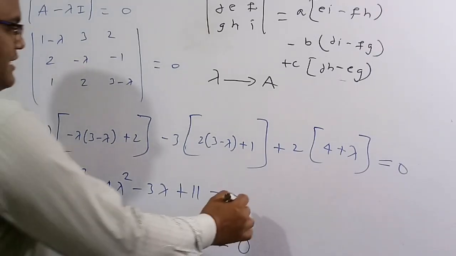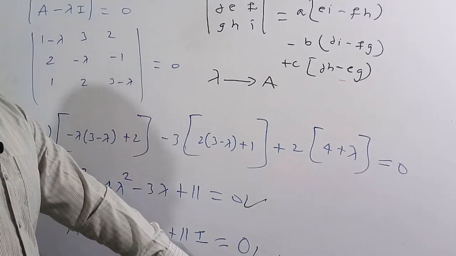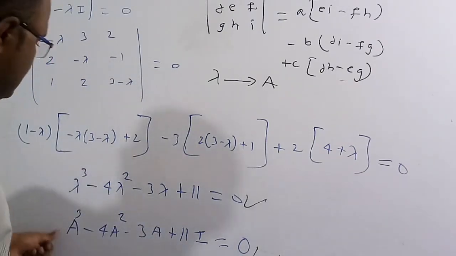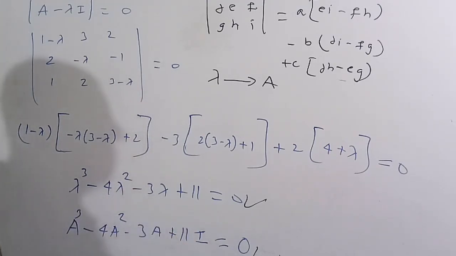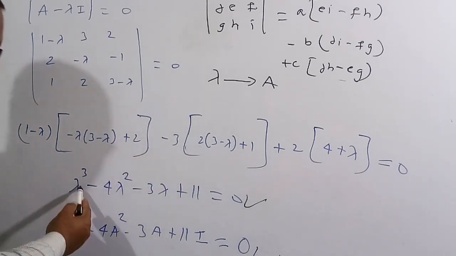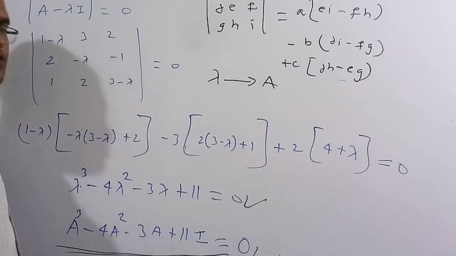Basically this is an equation, but all these are matrices, so the 0 indicates a null matrix. Therefore, by the Cayley-Hamilton theorem, the matrix satisfies its own characteristic equation. In place of lambda, substitute matrix A, and we get this as the equation. It is the correct solution of this question.